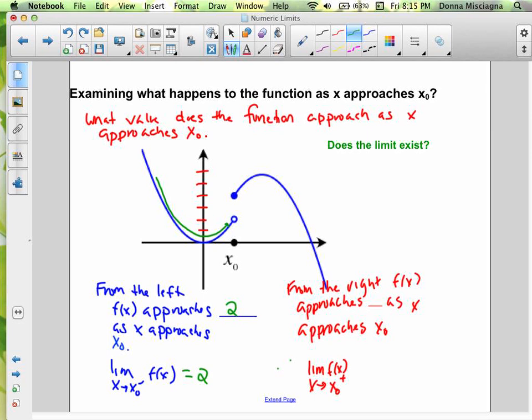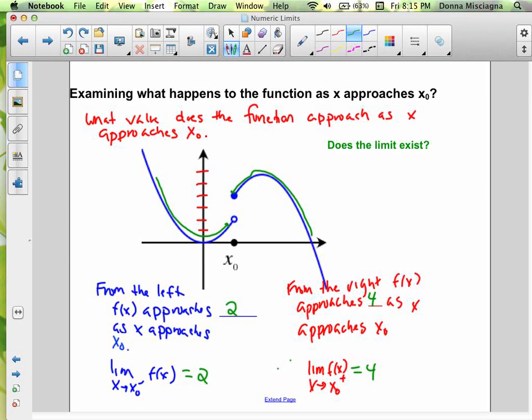We're going to just follow our function along until we get as close as we can to x naught. From the right, f of x approaches, well, look at our graph here, 1, 2, 3, 4, as x approaches x naught. So the limit of f of x as x approaches x naught from the right is equal to 4.